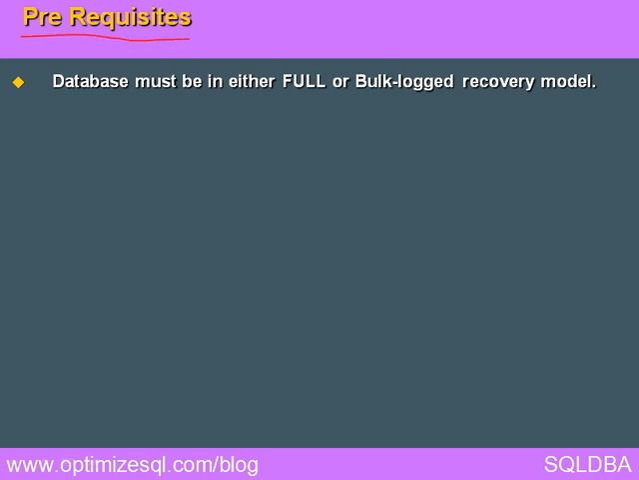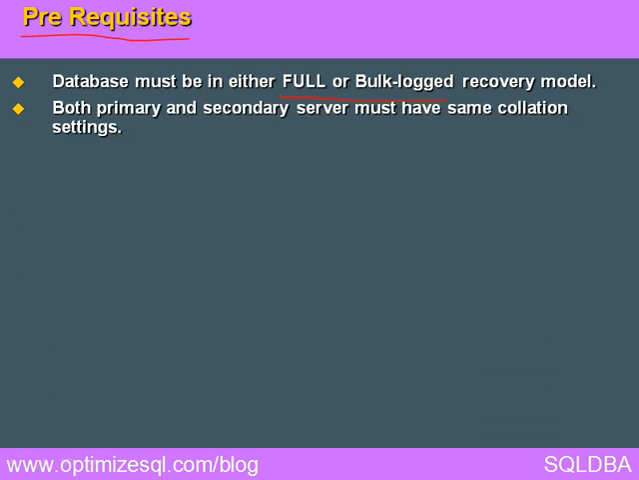Very simple prerequisites are there. One is the database must be in either full or bulk-logged recovery model. We have seen already that in simple recovery model, log backups are not allowed, so log shipping cannot be implemented. And both the primary and secondary server must have the same collation settings and case sensitivity settings. We have already seen server level, CI, AS, CS something is there, no? Case insensitive, case sensitive.